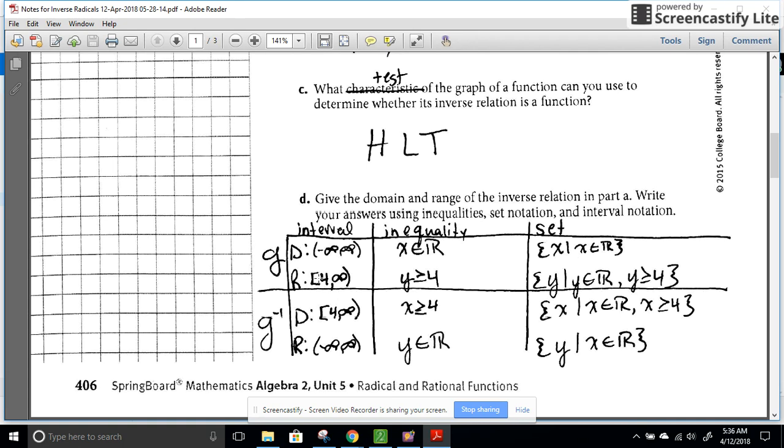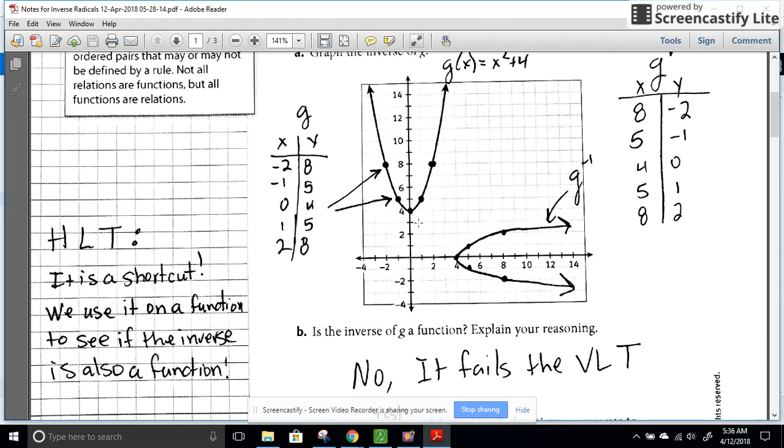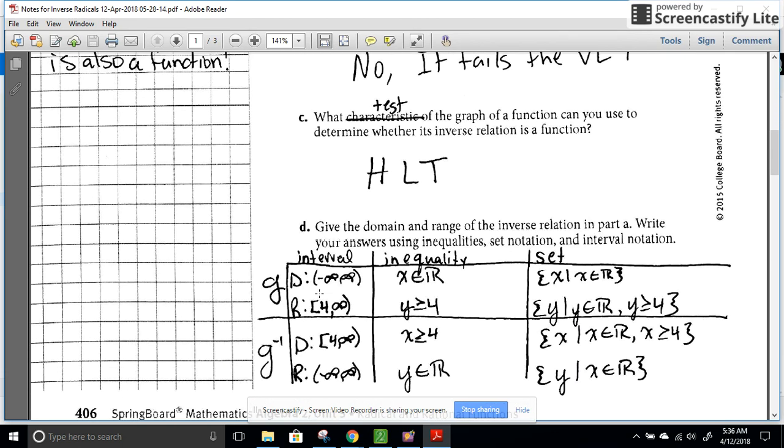The range of the given function was all Y values starting at 4 and going toward infinity. So starting at 4, use the bracket. Inequality is Y is greater than or equal to 4. Set notation: the Y values such that Y is an element of the reals and Y is greater than or equal to 4. Of course, remember that for inverse functions, whatever the domain of the given function is, that domain will become the range of the inverse function. So everything from here to here just switched.